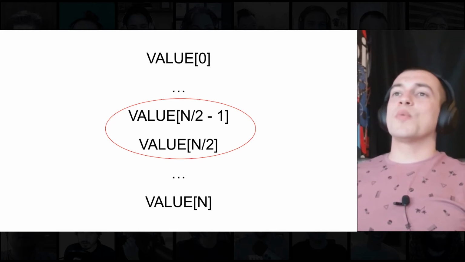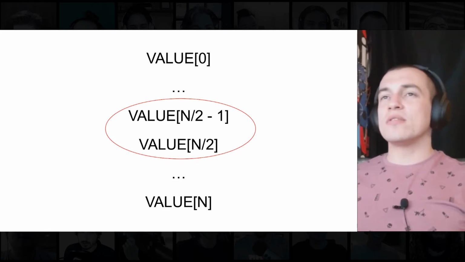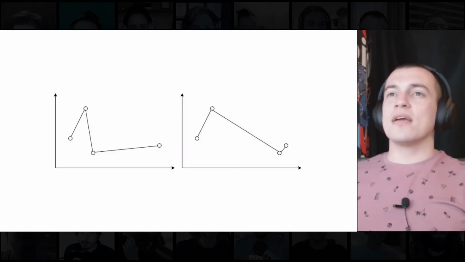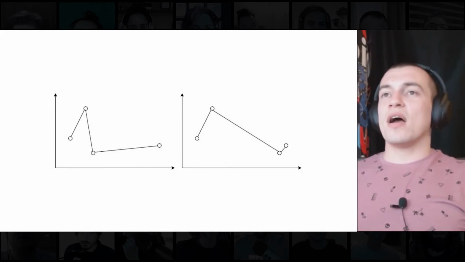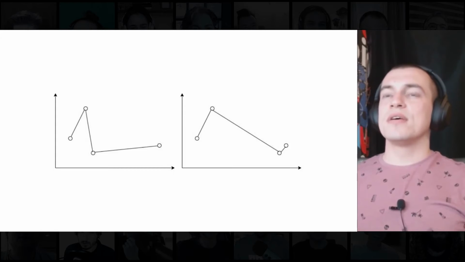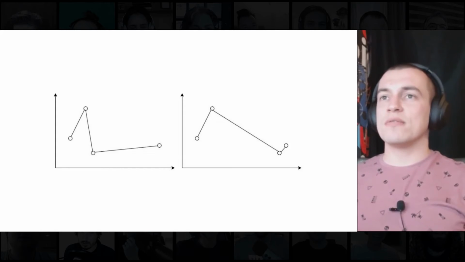However, even with this approach, even if we take the median or mean, whatever, we still have a problem. Take a look at these 2 graphs. They both are going to have the same mean, they both are going to have the same median, but even intuitively, does it look like they should have the same average value?